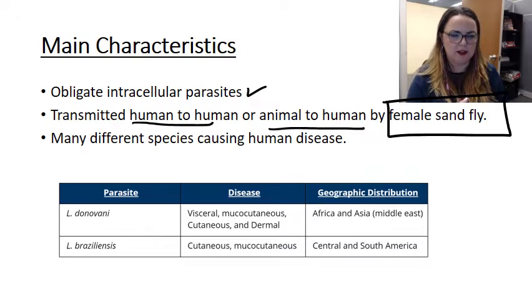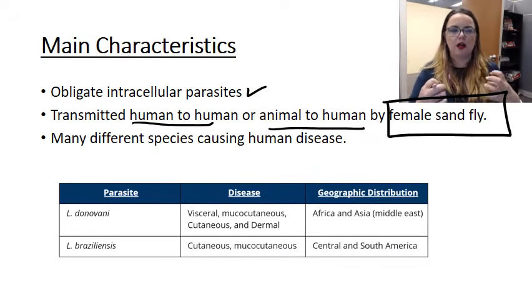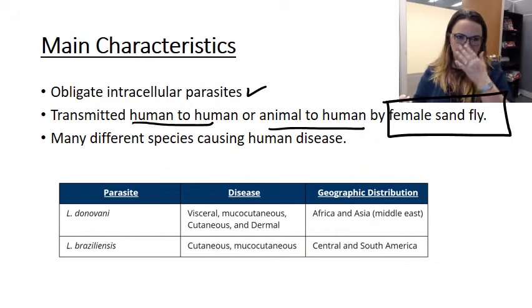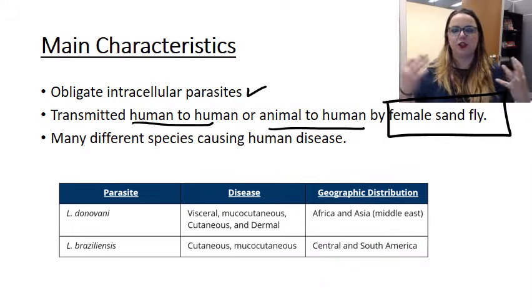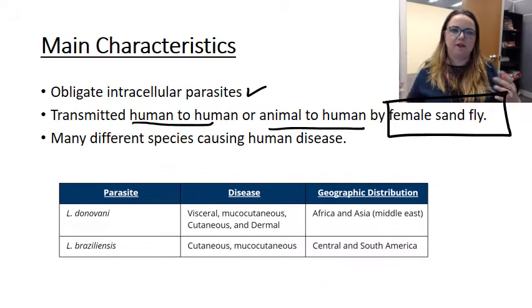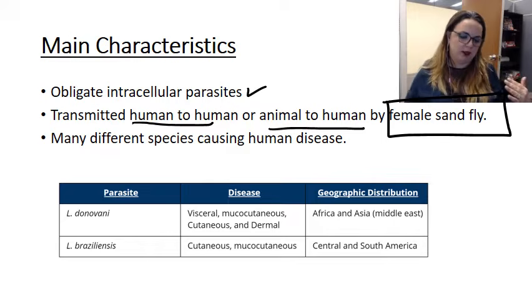larger life cycle. We're going to focus on two strains of Leishmania because there are actually a lot of different species that infect humans, and they cause a really wide range of disease.